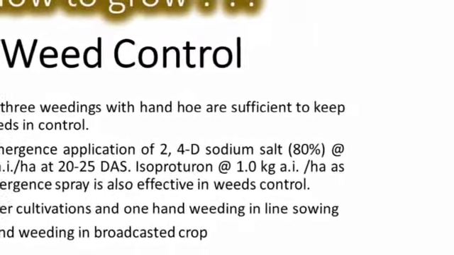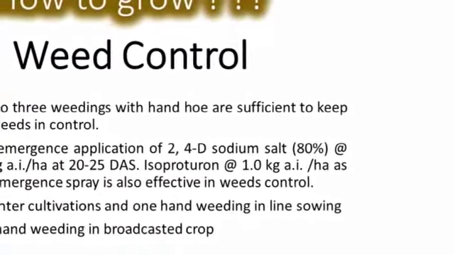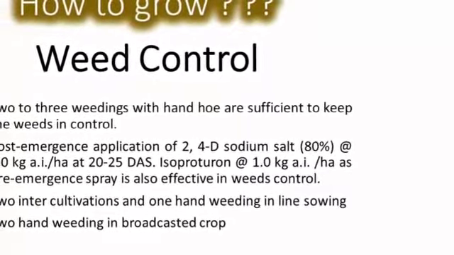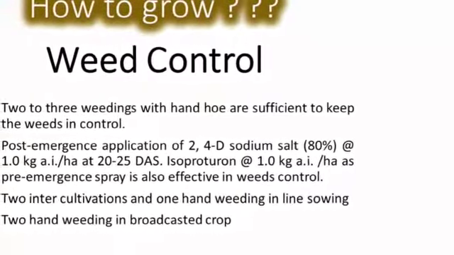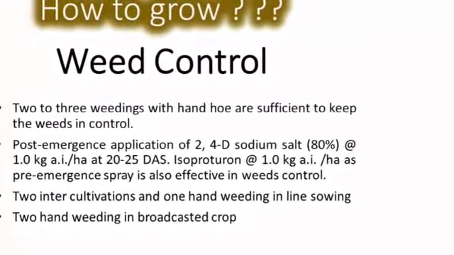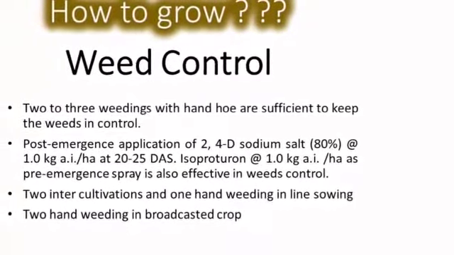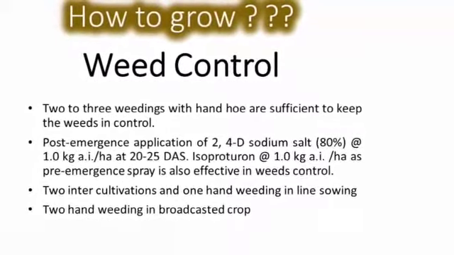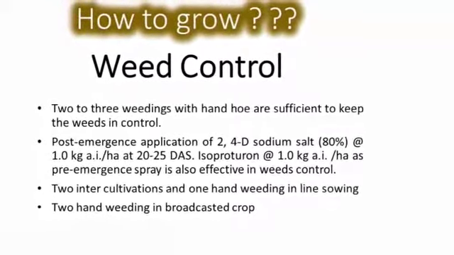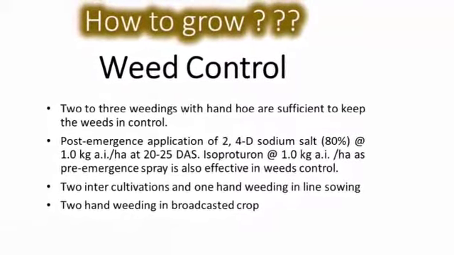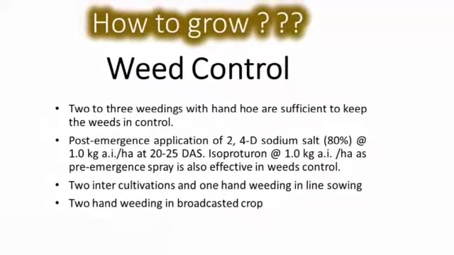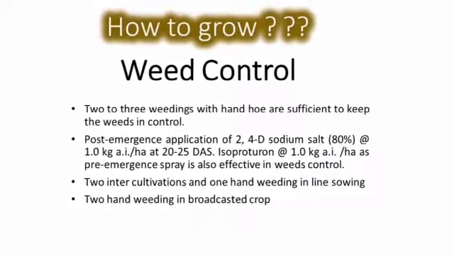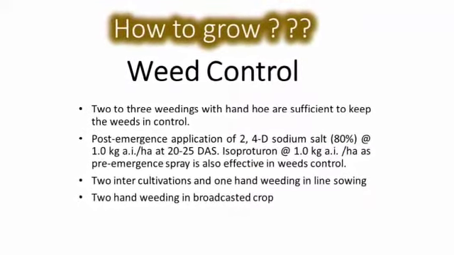For weed control, 2 to 3 weedings with hand hoe are sufficient to keep the weeds in control. Post-emergence application of 2,4-D sodium salt 80% at 1 kg active ingredient per hectare at 20 to 25 days after sowing, and isoproturon as a pre-emergence spray can also be used, which is also effective. 2 intercultivations and 1 hand weeding in line sowing is sufficient. 2 hand weedings in broadcast crop is sufficient.